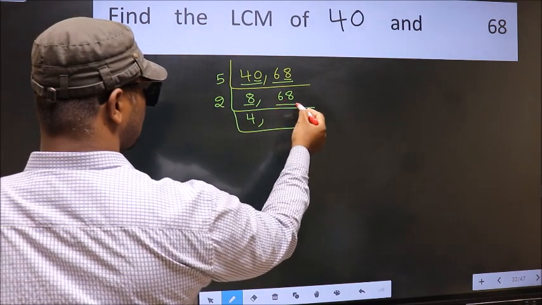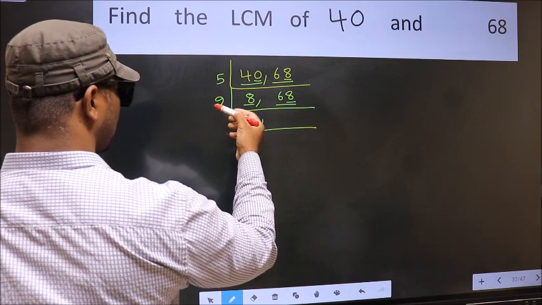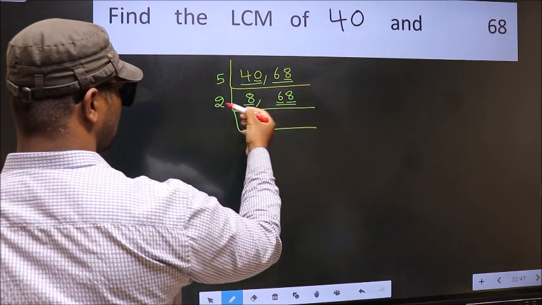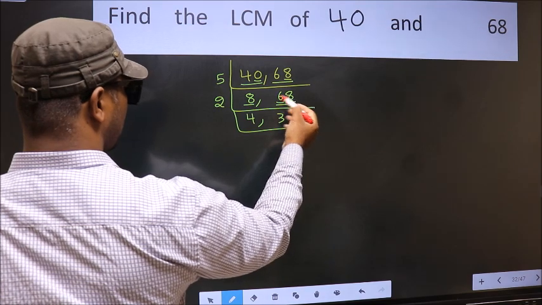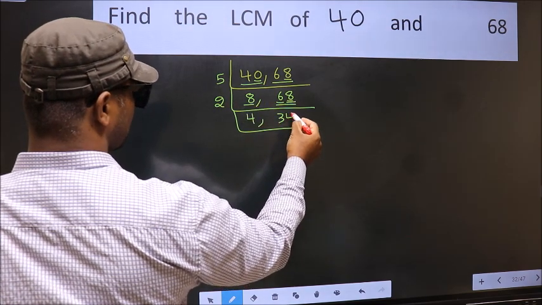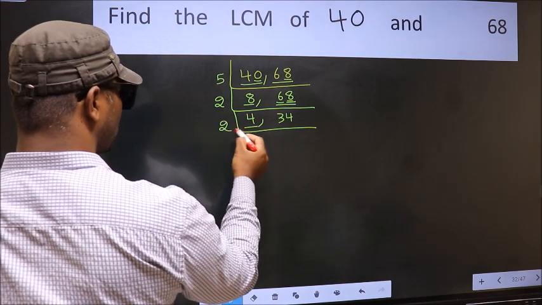The other number 68, last digit 8, even, so this is divisible by 2. First number 6, when do we get 6 in 2 table? 2 3s 6. The other number 8, when do we get 8 in 2 table? 2 4s 8. Now here we have 4, 4 is 2 2s 4.